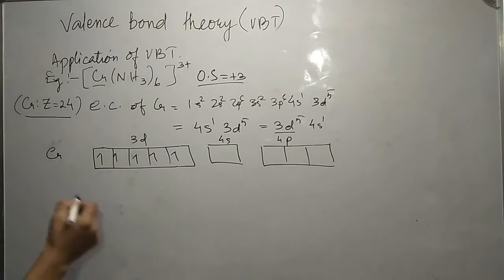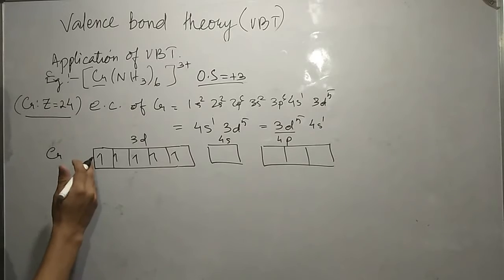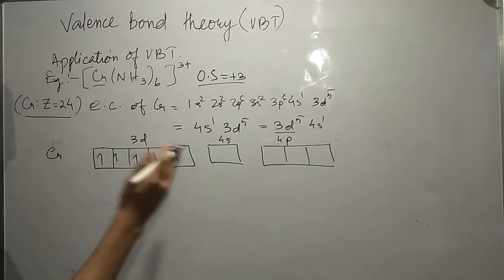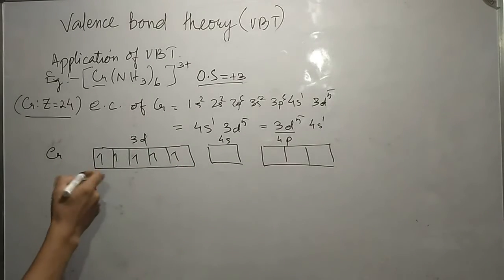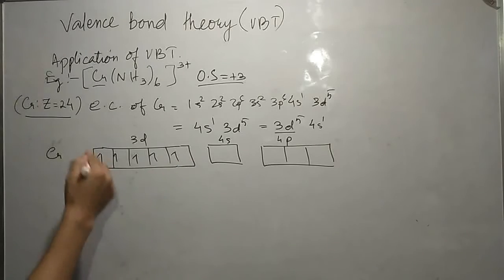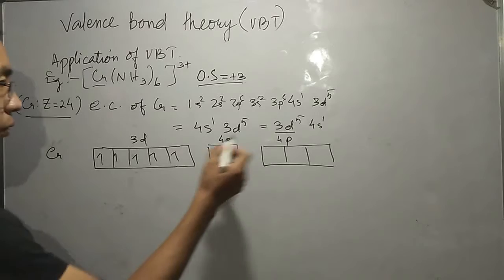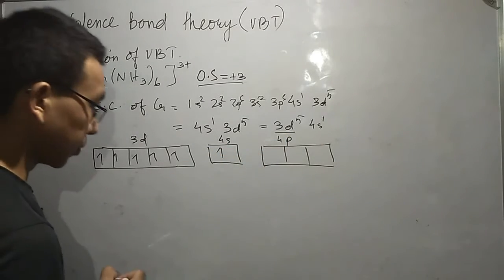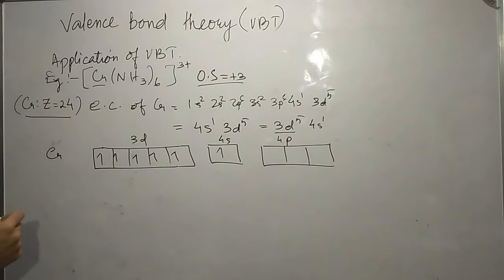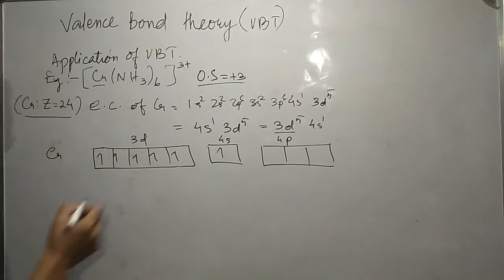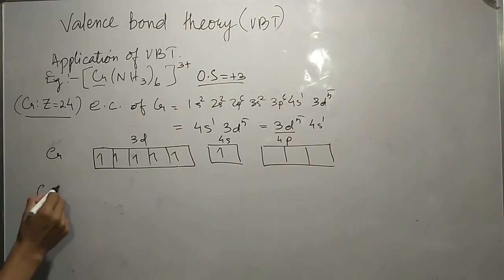We will follow Hund's rule. First we fill singly all the degenerate orbitals, and only if there are any electrons left, then we fill them with the opposite spin. For 4s there is only 1 electron. Now we have calculated the oxidation state of chromium as +3.